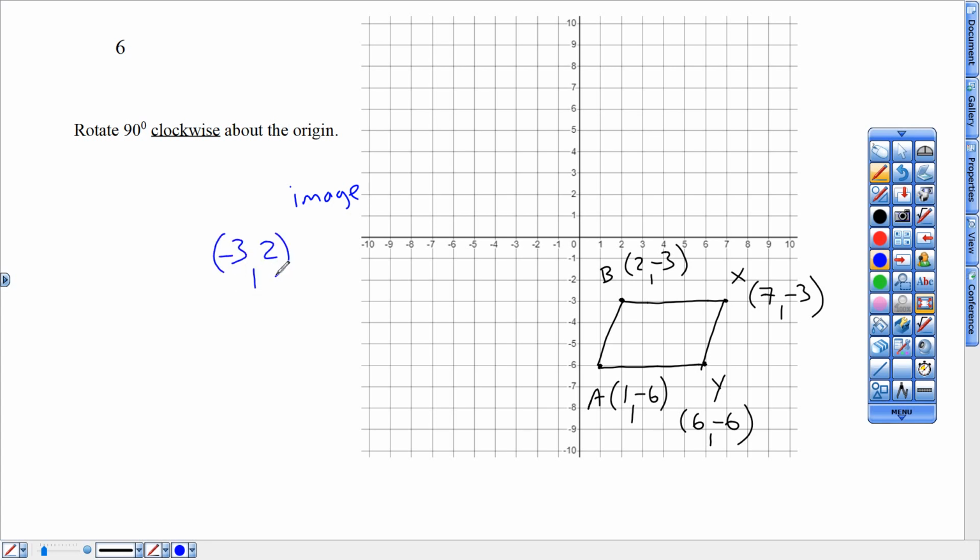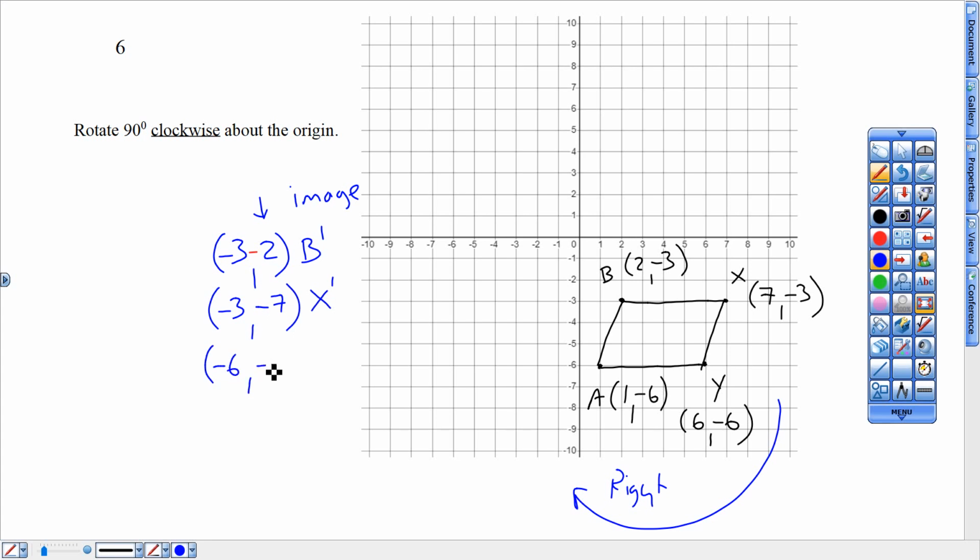And since, again, this is a quarter turn to the right, that's what clockwise is, I then make that right one the opposite of what it was. So that becomes -2. That's going to be the new B prime. If I take that next one for X, that becomes -3, -7, that's X prime. This becomes -6, -1, that's A prime. And then that next one just becomes -6, -6, that would be Y prime.